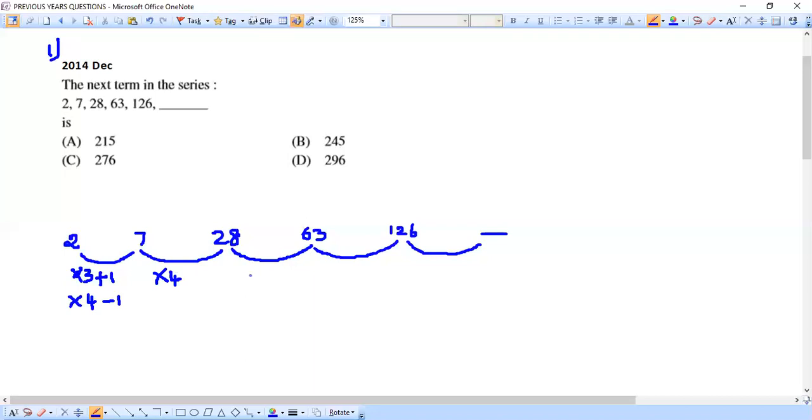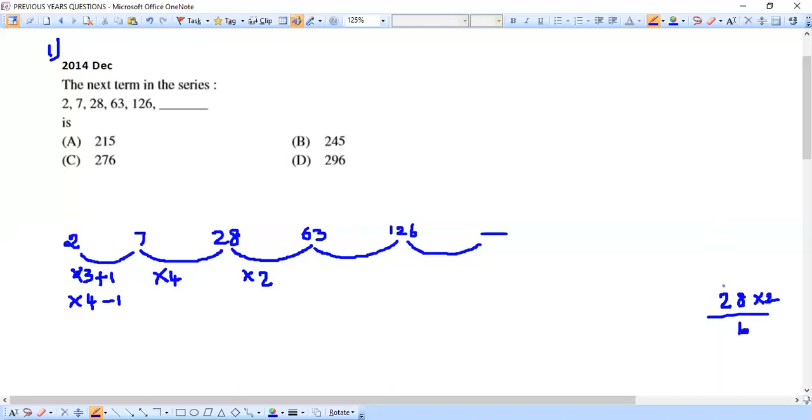So 28 ones are 28. We know that. And 28 twos are, we will try. What is 28 twos are? For convenience, I can even show you by working it separately. 28 twos are will be giving you.